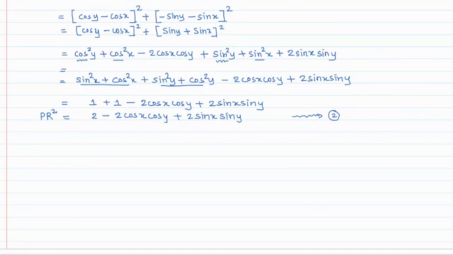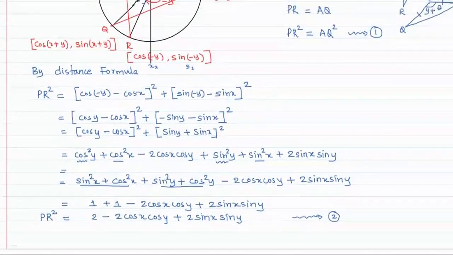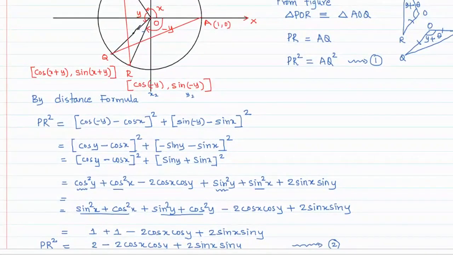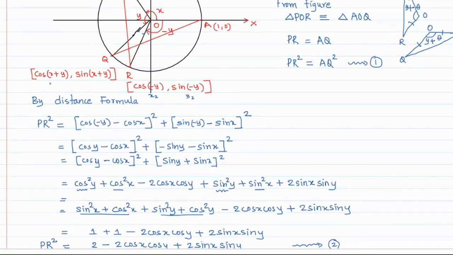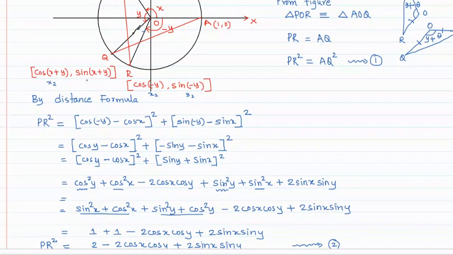Now similarly, by distance formula, we will calculate AQ square. So to calculate AQ square, this cos(x plus y) I will take as x2, sin(x plus y) as y2, and A point as x1, y1. So it is (x2 minus x1) bracket square plus (y2 minus y1) bracket square.